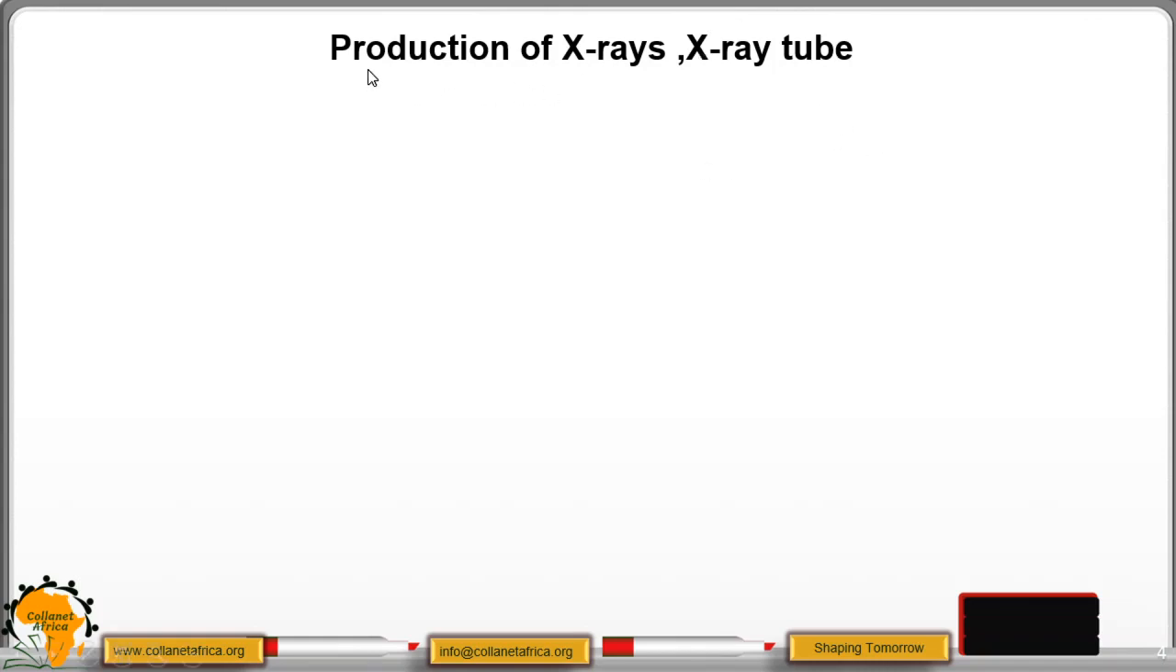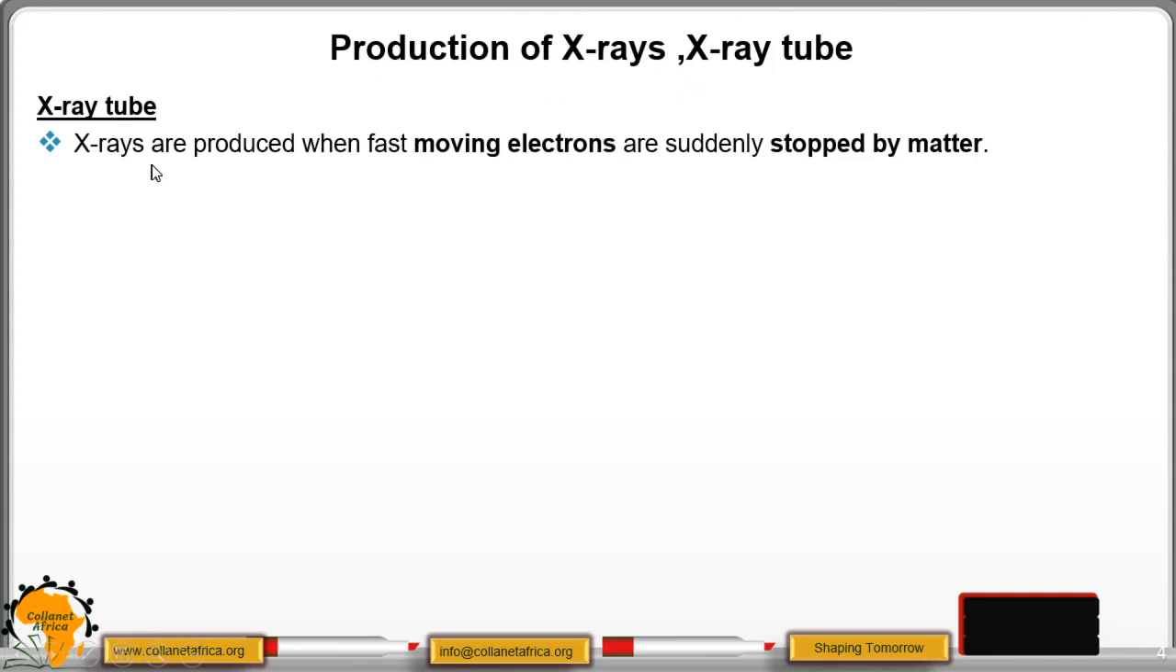Hello students, welcome to today's lesson where we are going to look at production of X-rays and X-ray tube. We start with X-ray tube. Now X-rays are produced when fast moving electrons are suddenly stopped by a matter, and this happens inside the X-ray tube.